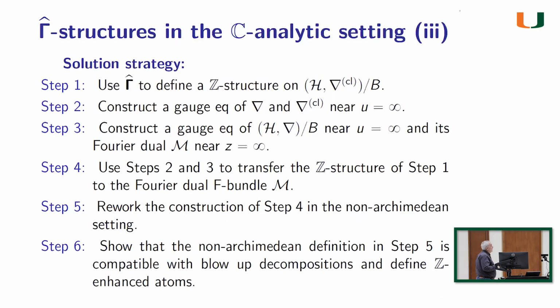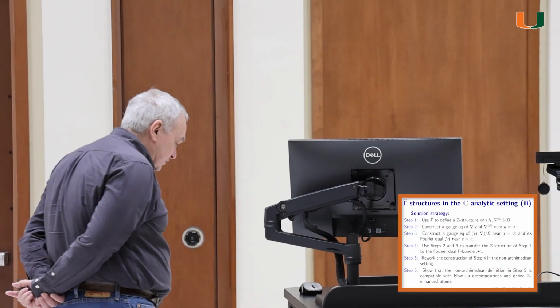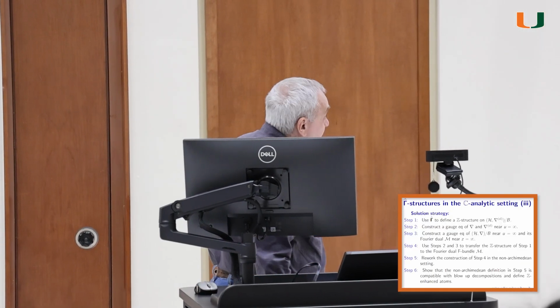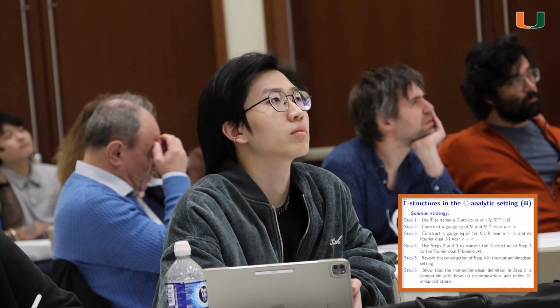And then, of course, you define it near infinity, so you need to say that it extends to the whole line, which, remember, makes sense in the Fourier dual picture, and it is the compatibility with Stokes data, and it will make sense in the non-Archimedean setting. And then you need to say that this guy that you've constructed at the end is compatible with both of the compositions, which would say that this gamma-corrected Z structure defined in the Fourier dual picture induces a Z structure on atoms.